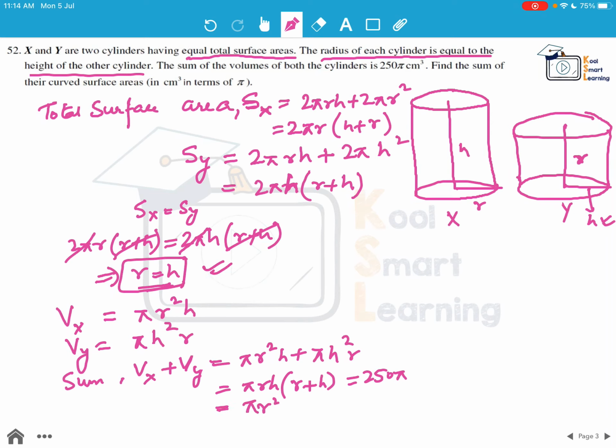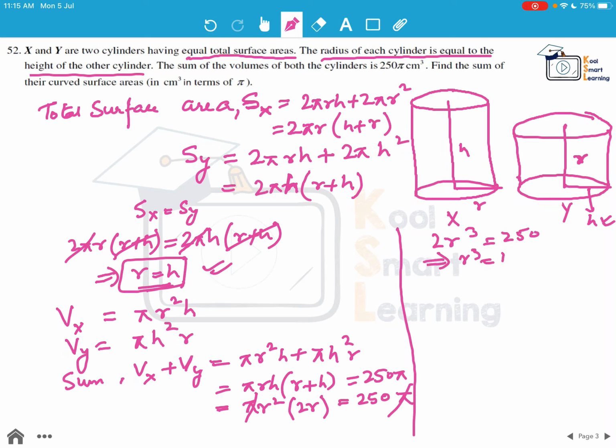So we get pi r square into 2r is equal to 250 pi. Pi cancels with this. So this gives us 2r cube is equal to 250, which means r cube is equal to 125, which implies r is equal to 5 centimeter. Right? So we get the value of the radius and height of the two cylinders. Now we have to find the sum of the curved surface areas.